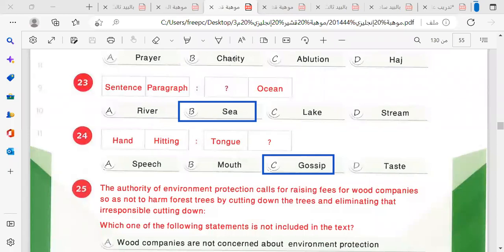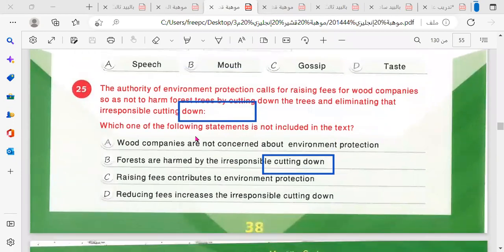Okay, now, question number 25. Okay, Yalla Fajr, read please. Question number, the last one. The Authority of Environment Protection calls for raising fees for wood companies so as not to harm forest trees by cutting down the trees and eliminating the irresponsible cutting down. Which one of the following statements is not included in the text? What do you think? I think it's A. Yes, right. It's A. Good. MashaAllah.